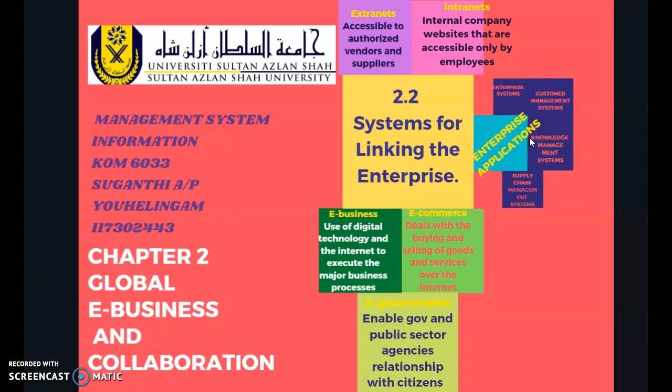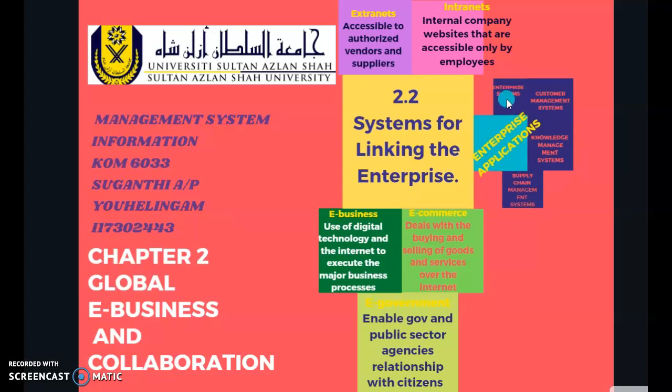Okay. There are four major enterprise applications. They are enterprise systems, customer management systems, knowledge management systems, and the last of the enterprise applications is supply chain management systems.